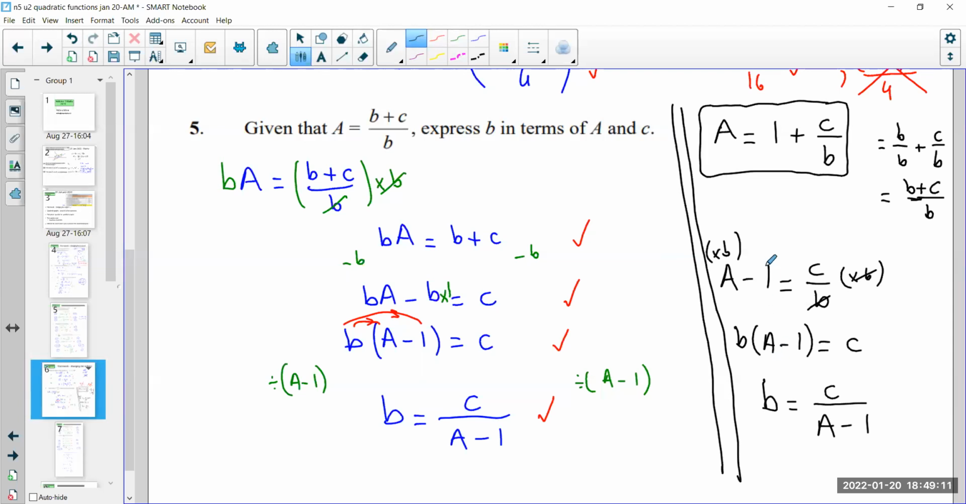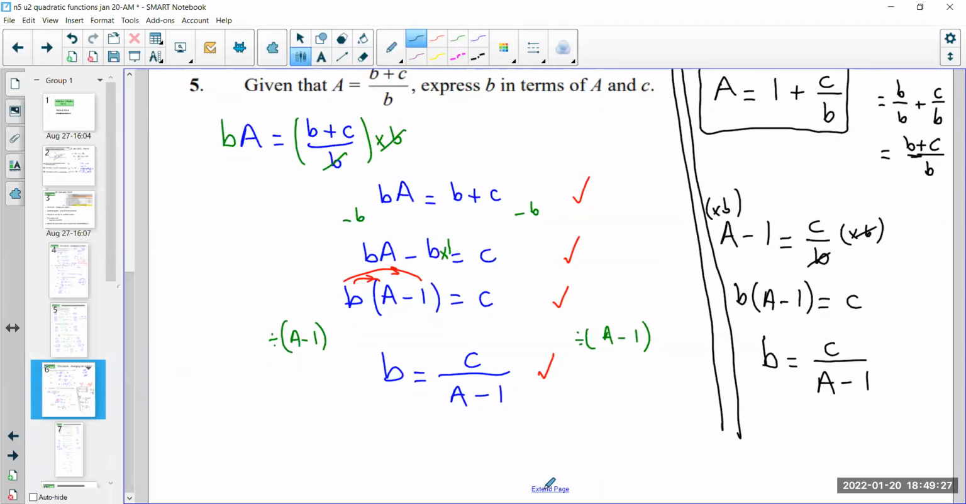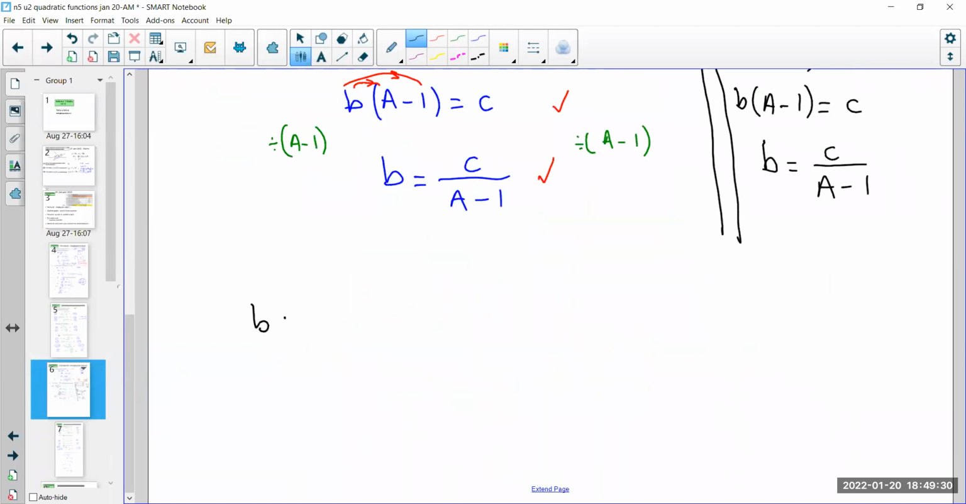I don't know. I did mine completely different, so I'm a bit lost. You're lost on this part where we time by B both sides? I don't know. Like, I always just flip mine. So I got B plus C over B equals A, and then I times both sides by B. You started like that? Yeah. So if I times by B both sides, that means I'm going to get rid of that B. So you must have got B plus C equals BA or AB.